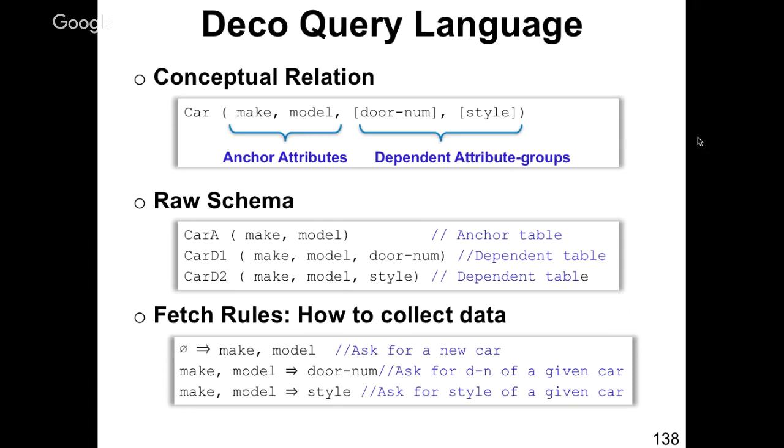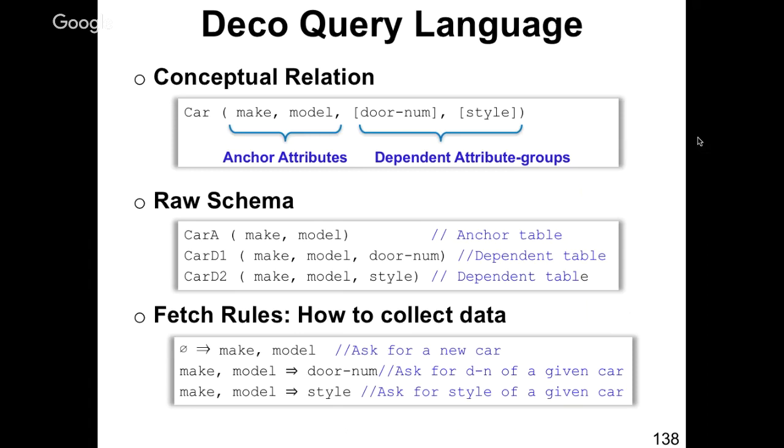And to make this fetching process better, DECO first separated a conceptual relation like car make, model, door number, style, which is a user view, as a view to the end users. And it also introduced a raw schema, which is a system view. I will explain later that this view separation will facilitate the fetching process. And DECO also introduced some fetching rules to indicate how to collect the data.